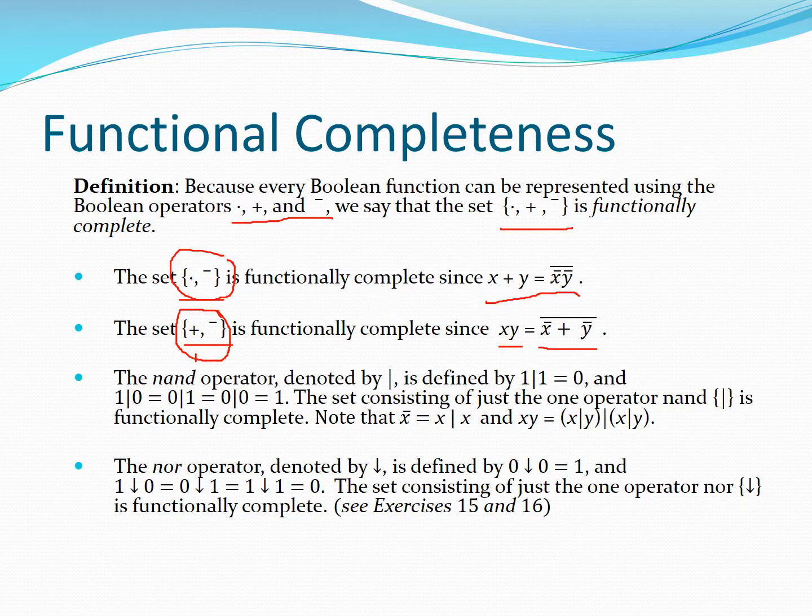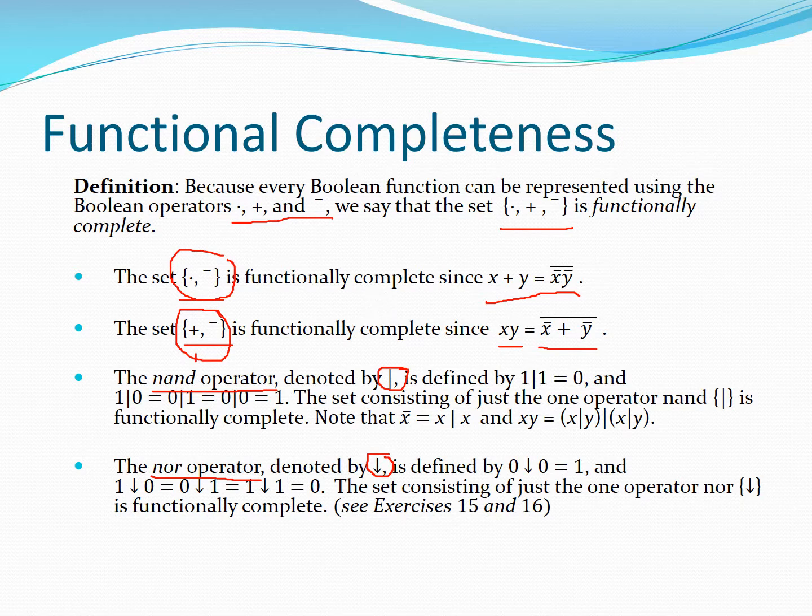All right, so now let's look at a couple of other operators. So far we have only looked at the addition operator, the negation operator, and the product operator. Here we're going to address two more operators, called the NAND operator and the NOR operator. The symbol used to represent a NAND operator is a straight vertical line, and the symbol used to represent a NOR operator is a downward pointing arrow.